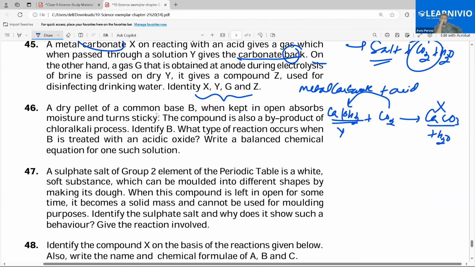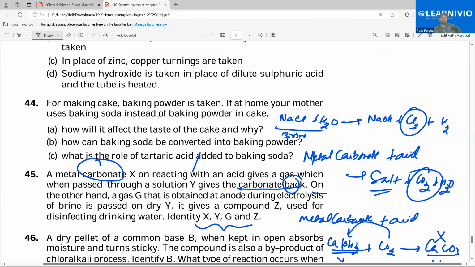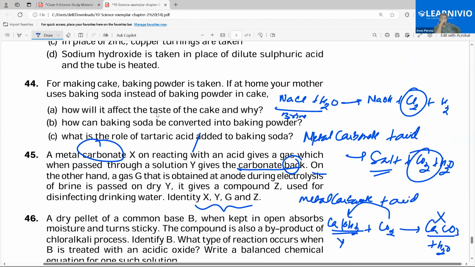Okay. Next. The next part of this one. What is Z? CaOCl2. Yes, Z is CaOCl2.